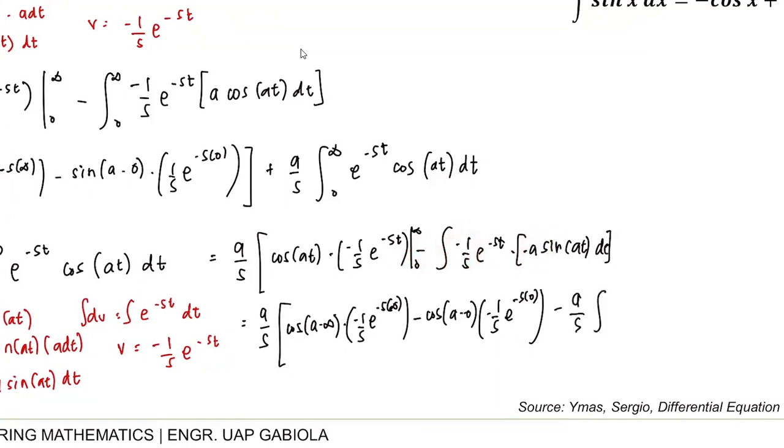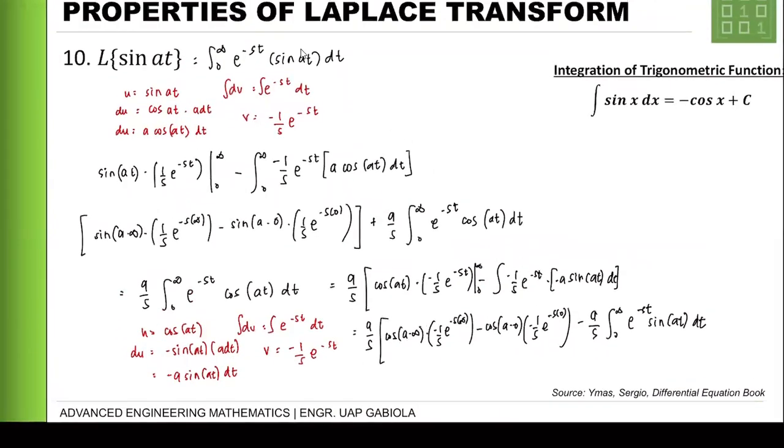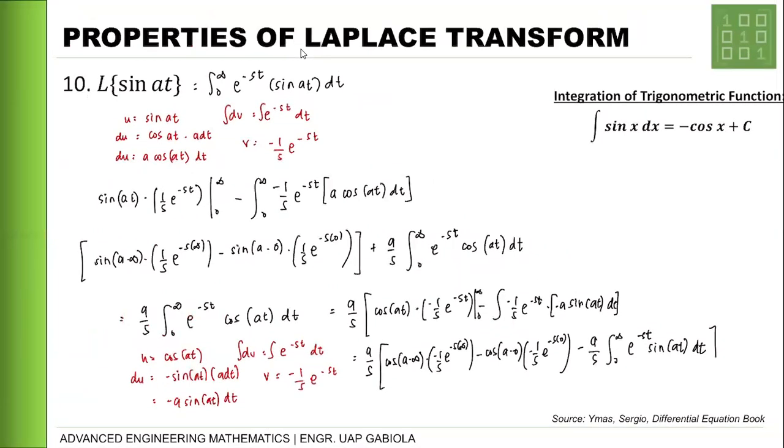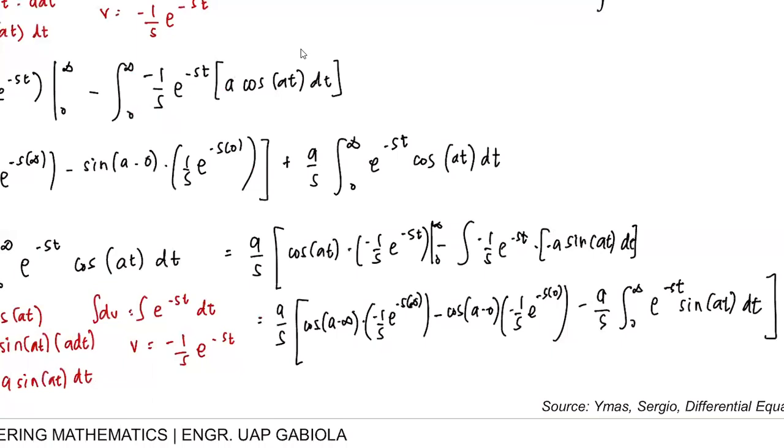Integral of 0 to infinity e negative st sine of at dt. Okay? Okay, so let us simplify. So here, this is e raised to infinity. This will be equal to 0. Okay? So any number multiplied by 0 is 0. Here, this will be equal to 1.